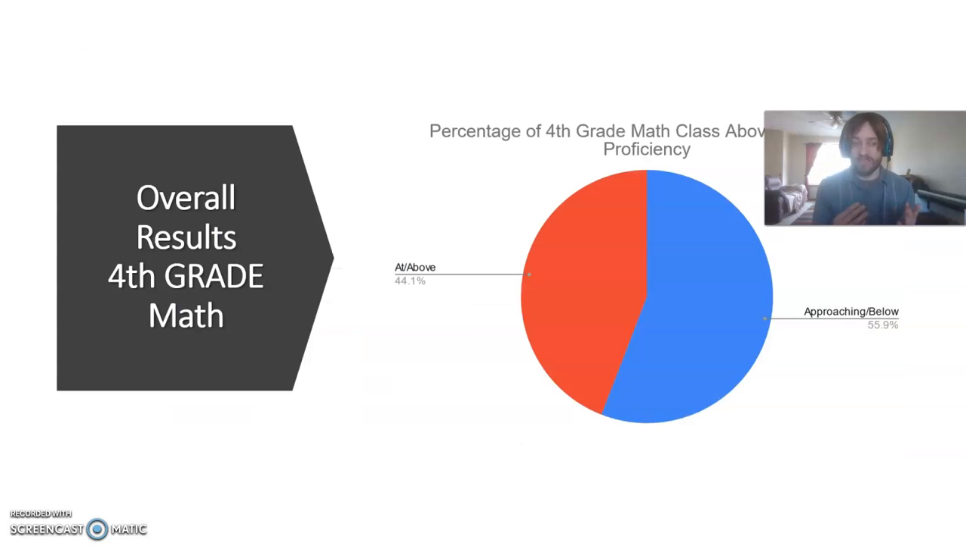And if we break this into at and above proficiency and a portion of the class cut into the approaching and below proficiency, we'll see that 44.1% of the class are at or above proficiency level for math in fourth grade, while 55.9% are approaching or below. So this class has more students under proficiency level than at or above.